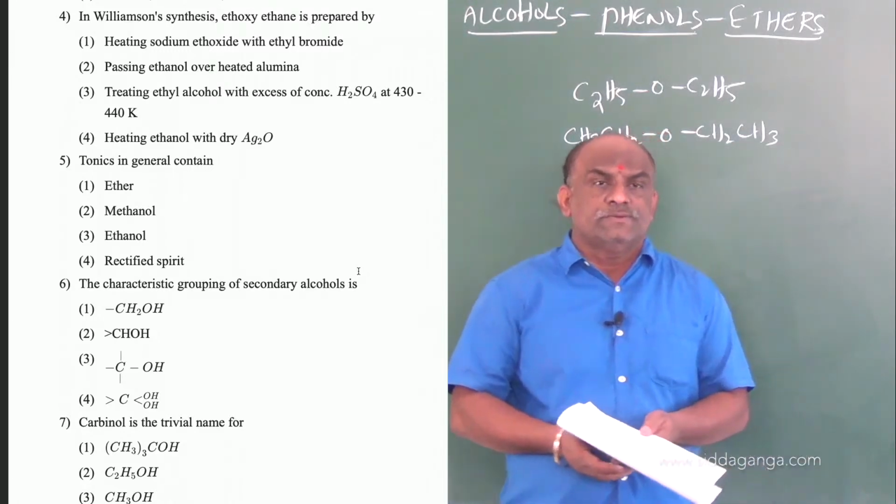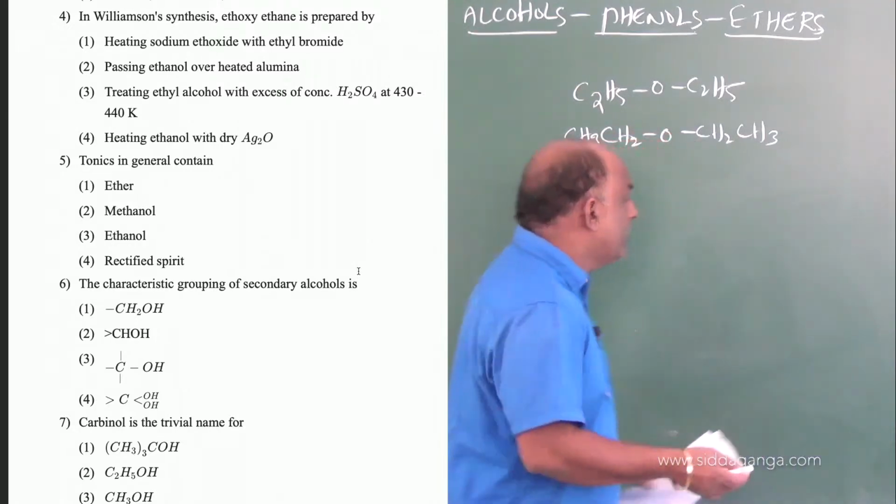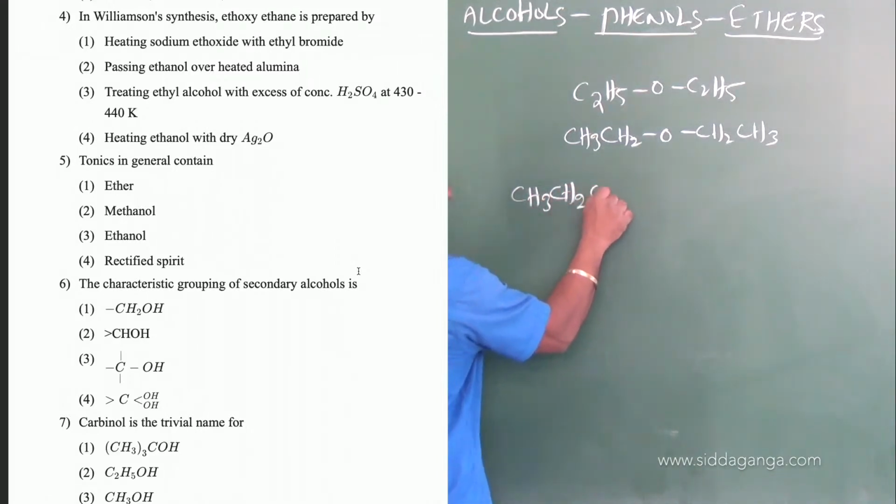Once you observe the options, number 1 is heating sodium ethoxide with ethyl bromide. Sodium ethoxide formula is CH3CH2ONa.